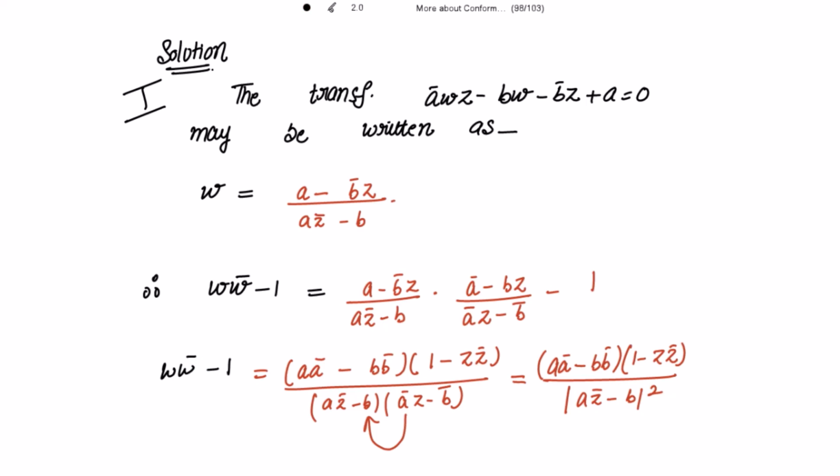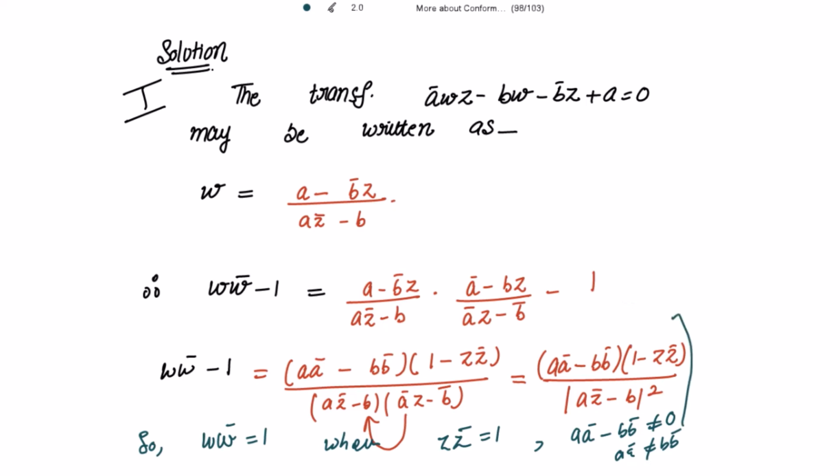Now just look at the left hand side and the right hand side. I'm having w w bar minus 1. Now w w bar is equal to 1 when z z bar is equal to 1, provided this factor is non-zero. So w w bar is equal to 1 when z z bar is equal to 1, provided a a bar minus b b bar should be non-zero, or we can also say that mod a should not be equal to mod b. This is where we have to reach.